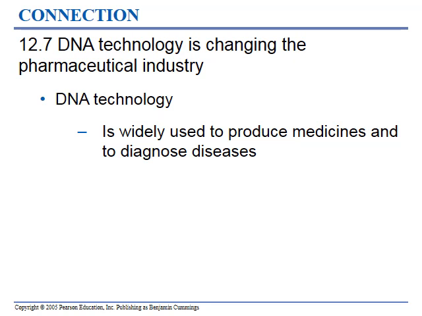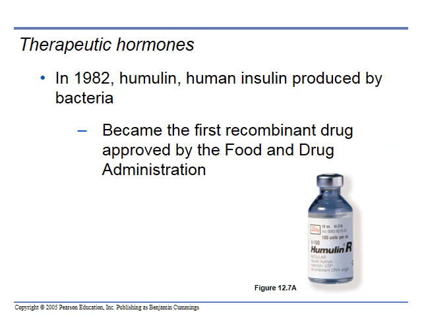DNA technology is changing the pharmaceutical industry. And that obviously makes sense, right? Because you used to have to get this insulin the really hard, complicated way, and now we can just pump it out. It is widely used to produce medicines and to diagnose disease. Both of them are important, and really the advances have been fantastic.